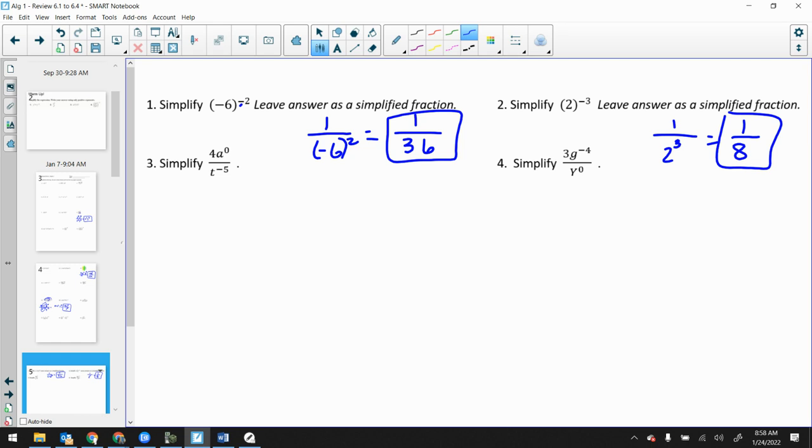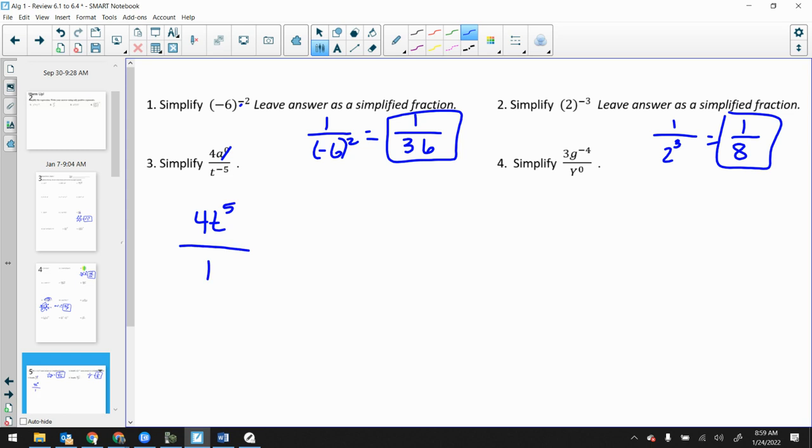All right. Number 3 is a 0 over t to the negative 5th. Somebody tell me, what happens with the a to the 0? Poof. It vanishes into thin air because anything to the 0 power is just 1, so it basically just cancels out. The whole thing goes away. The 4 remains on the top. And then what happens with my t to the negative 5th? It was negative on the bottom, not happy on the bottom, so it moves to the top, t to the positive 5th.